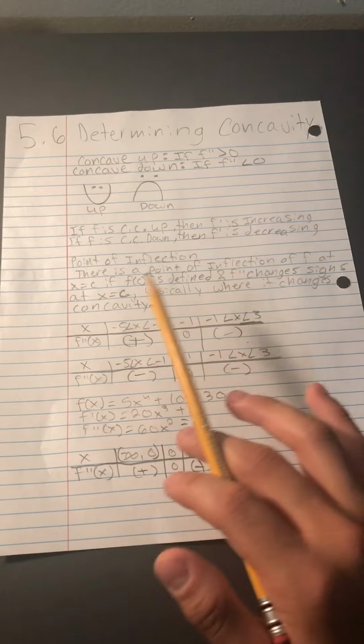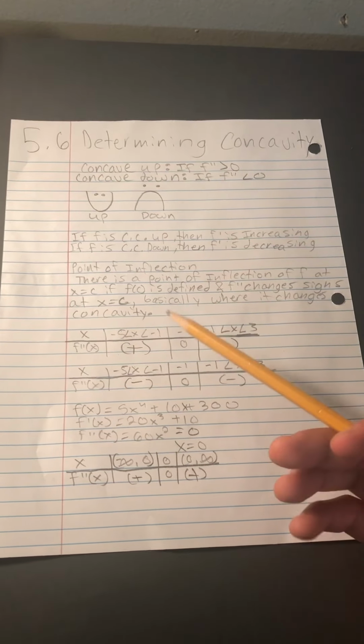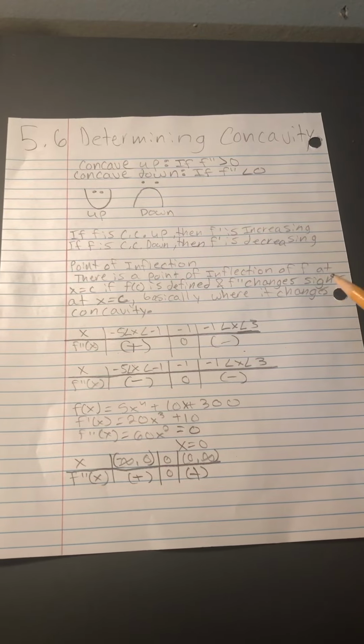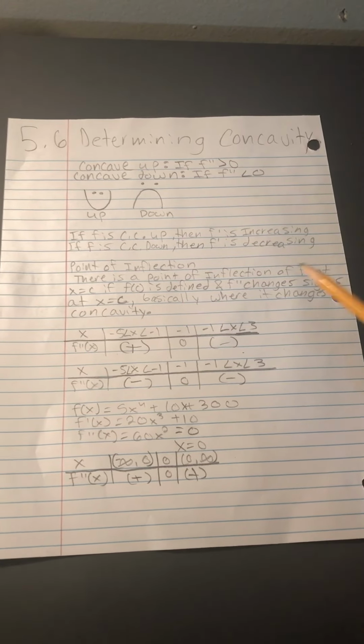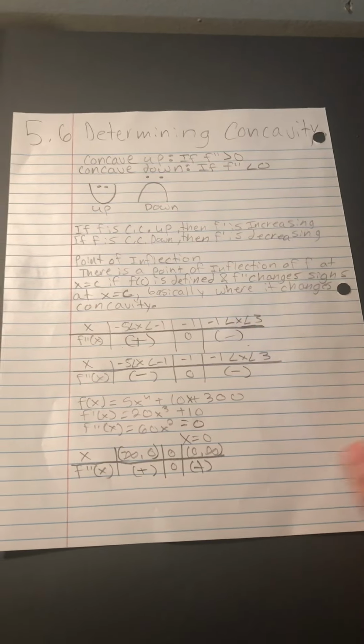Point of inflection. There is a point of inflection of f at x equals c if f of c is defined and f double prime changes signs at x equals c. So basically the point of inflection is where it changes concavity.